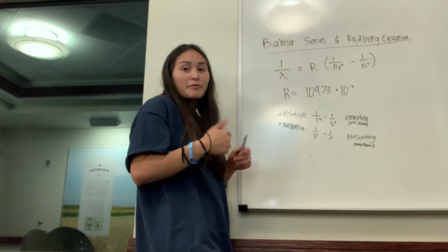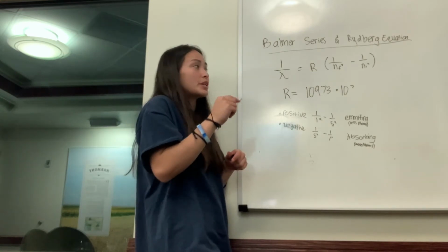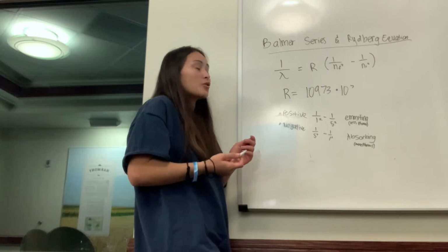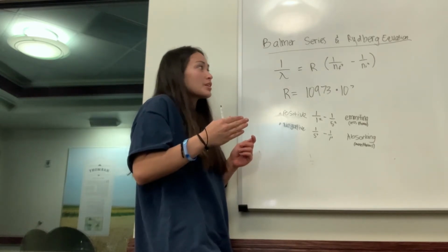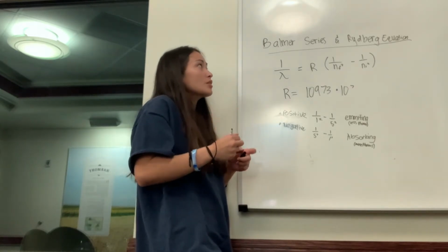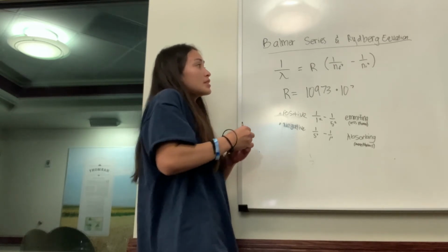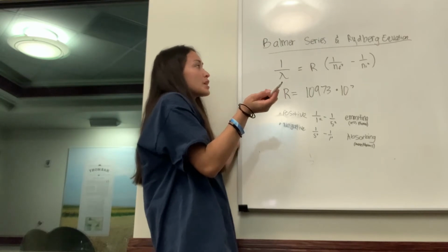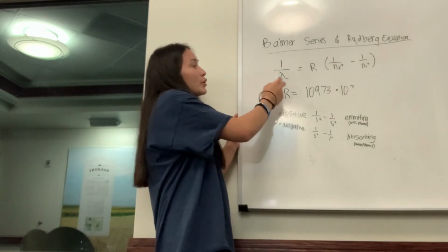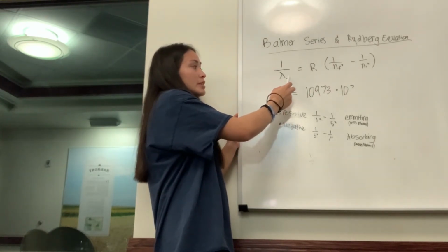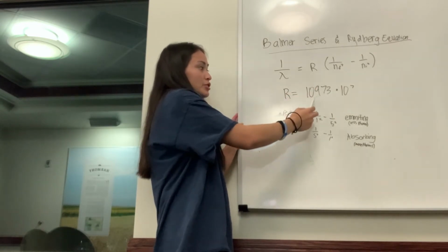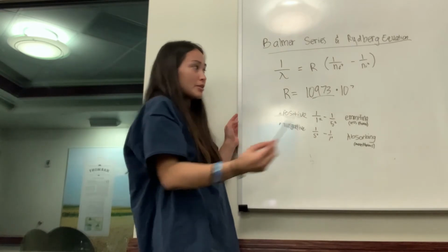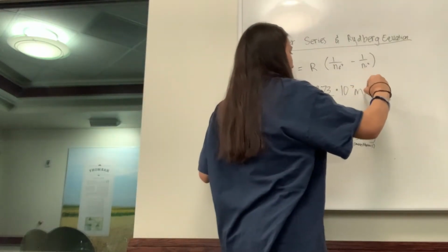So since we know that photons are able to switch between energy levels, is there a way that we can tell where each photon came from? Well, this equation is known as the Balmer series and Rydberg equation. Basically, it's 1 over the wavelength is equal to Rydberg's constant, which is just 1 point some numbers times 10 to the 7th per meter.